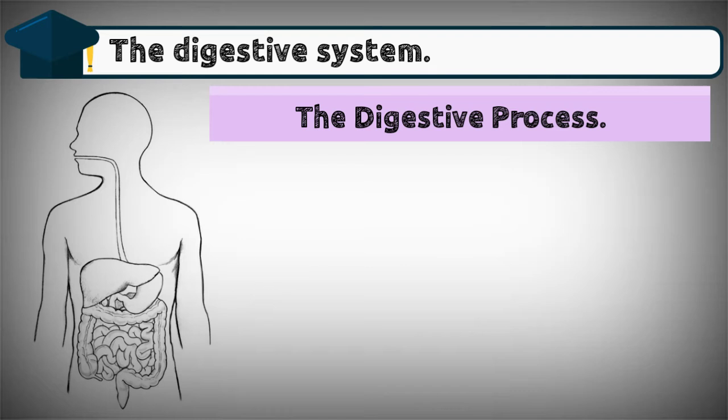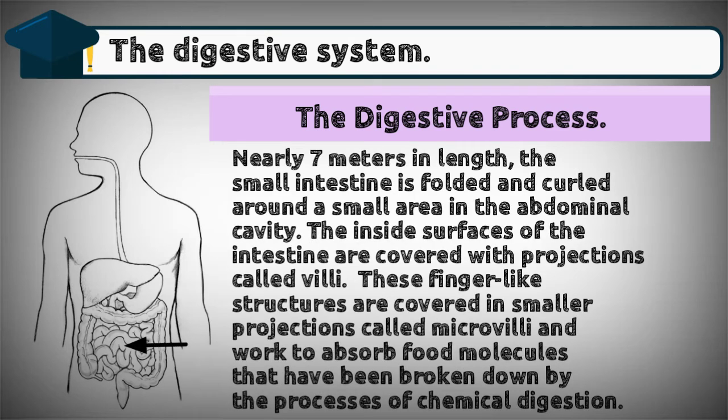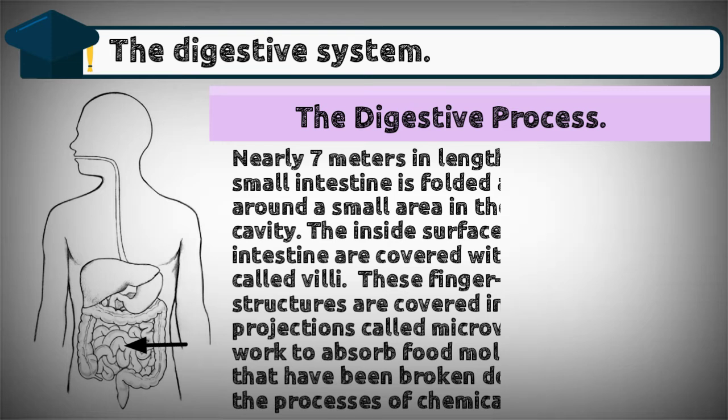Small intestine. Nearly 7 meters in length, the small intestine is folded and curled around a small area in the abdominal cavity. The inside surfaces of the intestine are covered with projections called villi. These finger-like structures are covered in smaller projections called microvilli and work to absorb food molecules that have been broken down by the processes of chemical digestion.